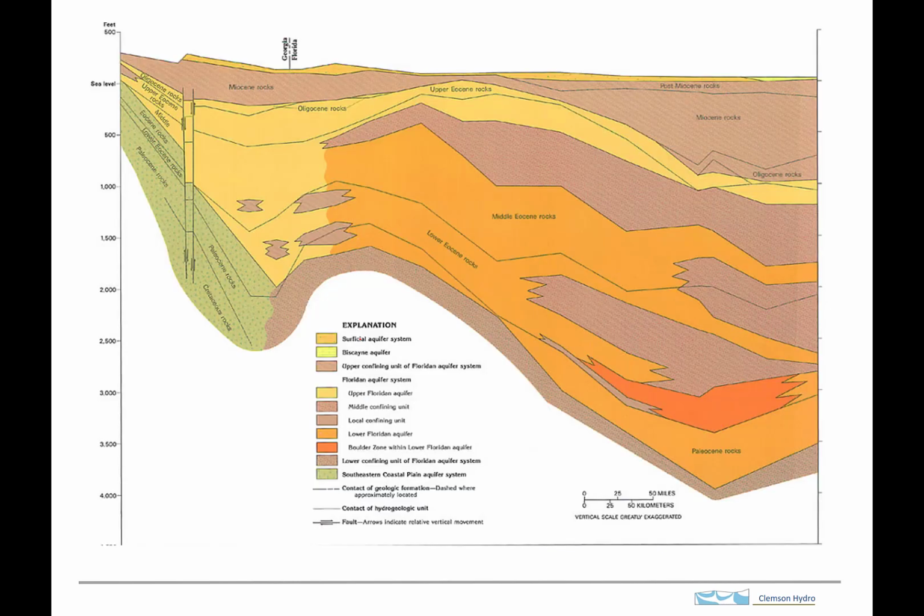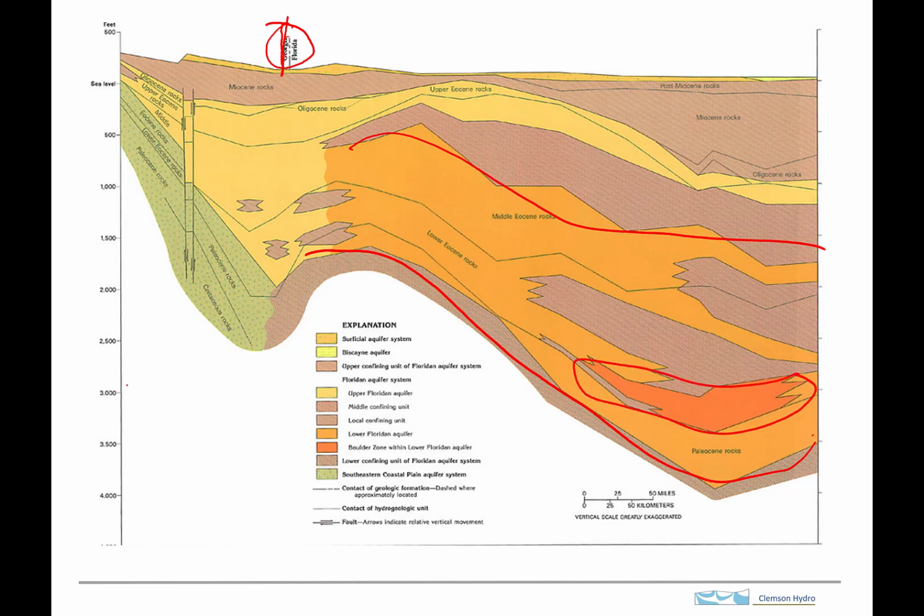So here's a cross section along the axis of Florida. You can see here's the Florida-Georgia border. So the Floridan aquifer is actually extending up into Georgia, and there are two main aquifers or karst units. This lower one here is the lower Floridan aquifer. The boulder zone down here, the scale there is 3,000 feet. So this boulder zone is down in very saline water.